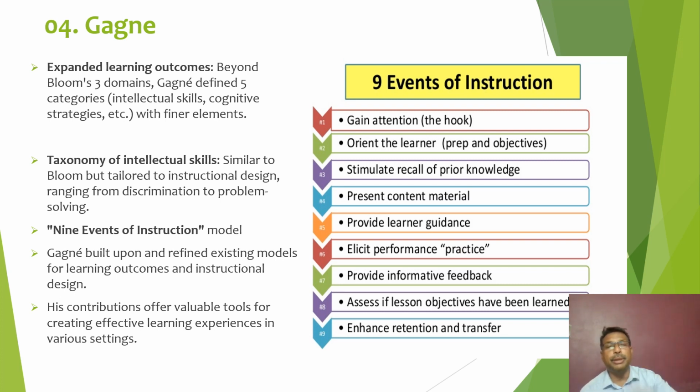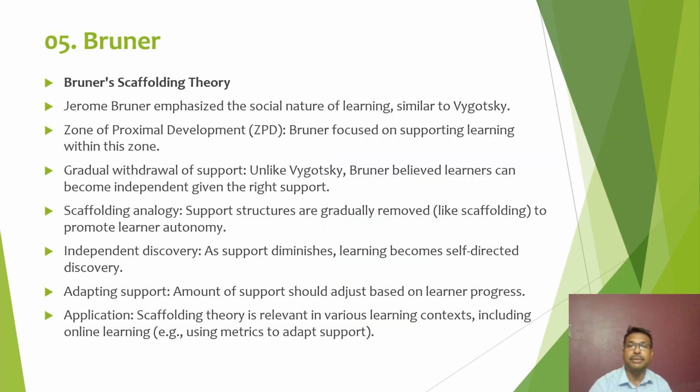Beyond Bloom's three domains, Gagne's domains are all about five categories. We are talking about intellectual skills, cognitive strategies, etc., with verbal information, motor skills and attitudes as the final elements. Taxonomy of intellectual skills, similar to Bloom's but tailored to instructional design, ranging from discriminations to problem solving. The nine events of instruction model: Gagne built upon and refined existing models for learning outcomes and instructional design. His contribution offers valuable tools for creating effective learning experiences in various settings per se.